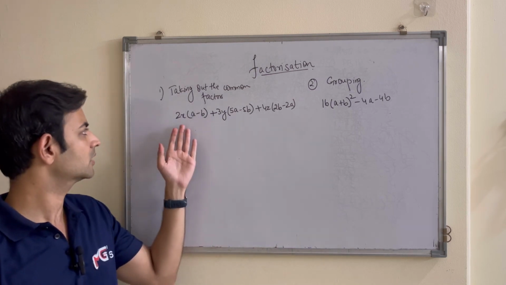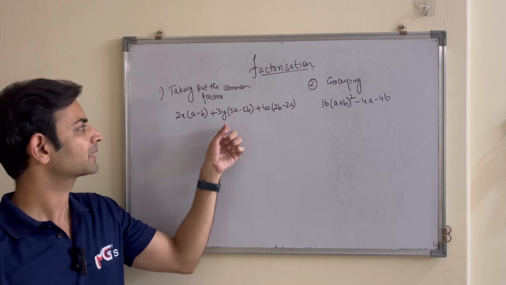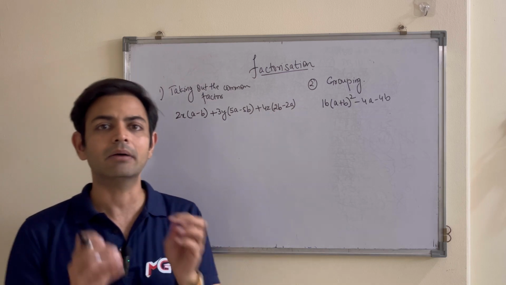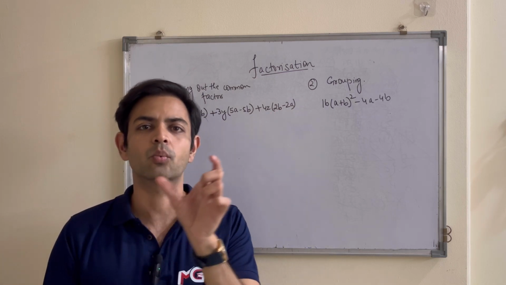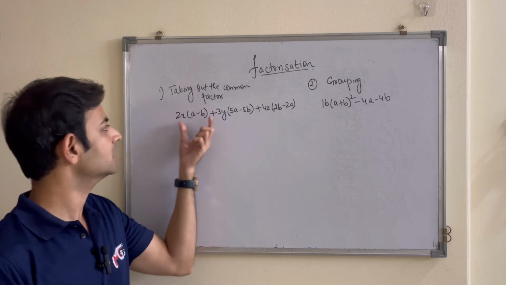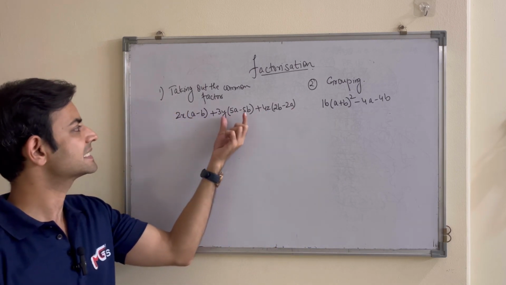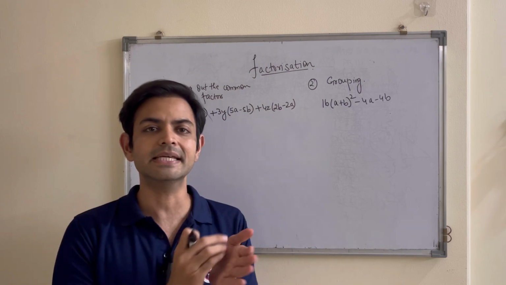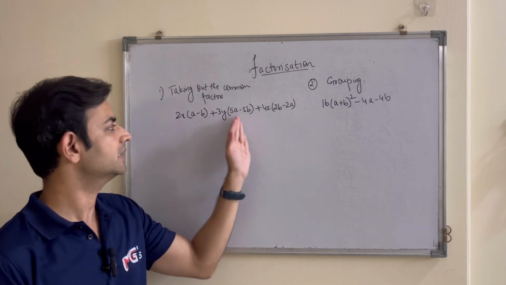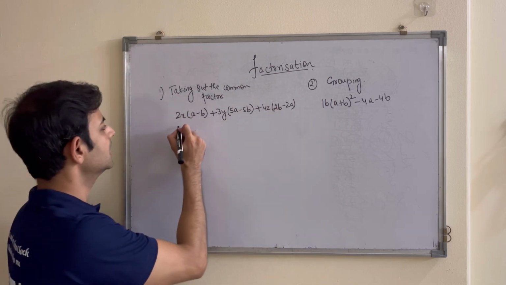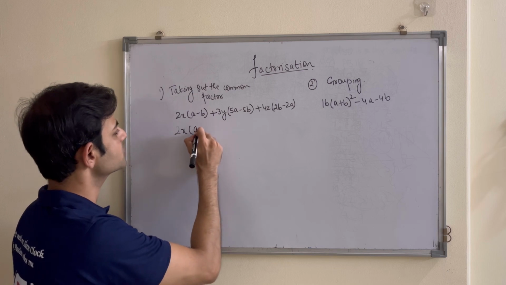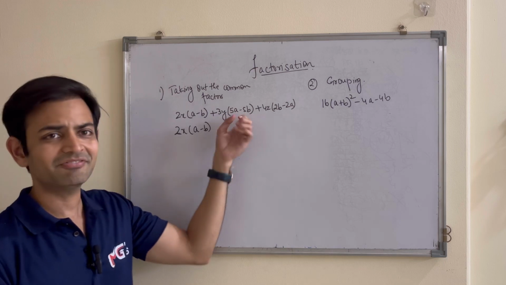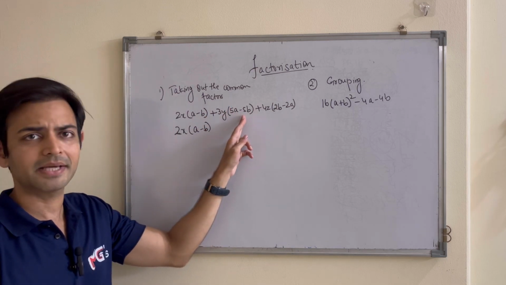For this, we have taken the question: 2x into (a minus b) plus 3y into (5a minus 5b) plus 4z into (2b minus 2a). Our aim here is to make at least one bracket the same in all the terms. We have three terms here: first, second and third. We have to try to get at least one factor the same in all of them. In the first term I cannot do much, so I am just writing 2x into (a minus b). From the second, if I take 5 common, I will again get a minus b.